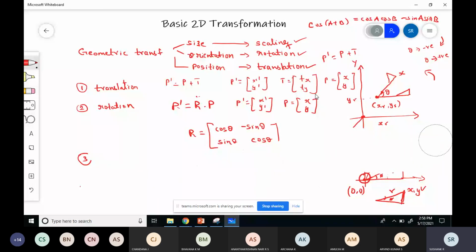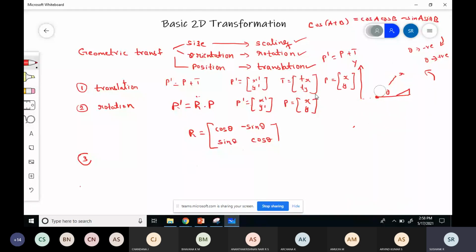Now the next point is scaling. See the example of scaling: when I'm erasing, the eraser is scaling up. You can take that as an example of scaling also. Scaling means multiplying by some constant value to change the size of an object. You can increase the size of an object and you can also decrease it.